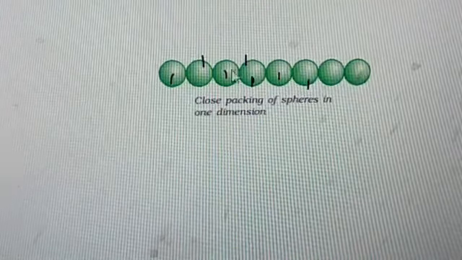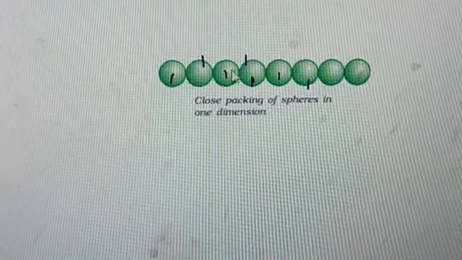What is the next one? Another type of close packing, another type of arrangement, is also there. The second row may be placed above the first one in a staggered manner. So what is meant by staggered manner? See here, this is layer A and layer B.